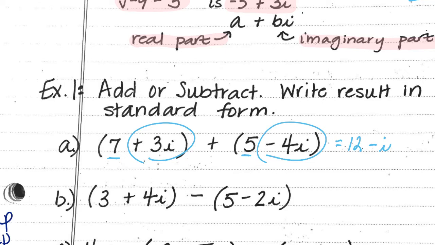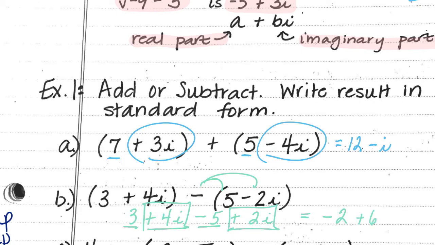Don't forget the next one, you do have to distribute this negative. So we have 3 plus 4i minus 5 plus 2i, and when I add like terms, the real number will go first. 3 minus 5 is -2, and 4i and 2i is 6i.